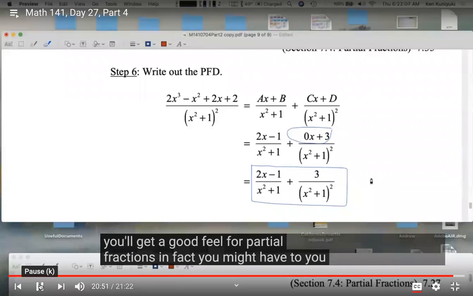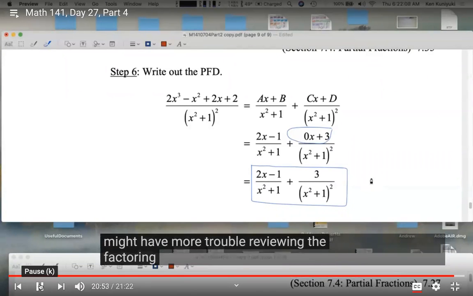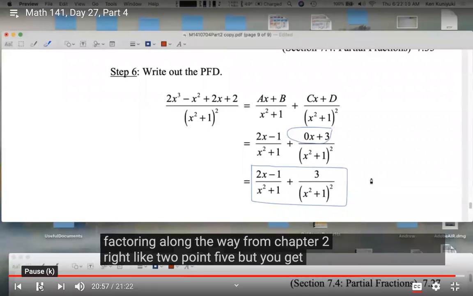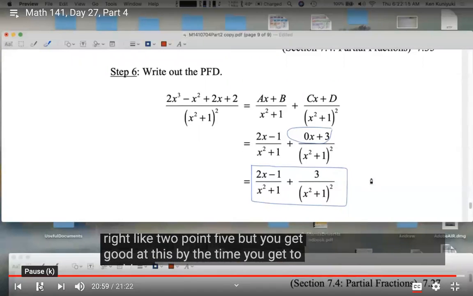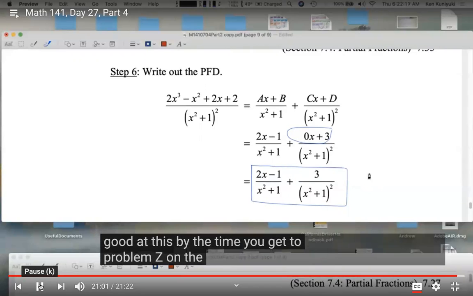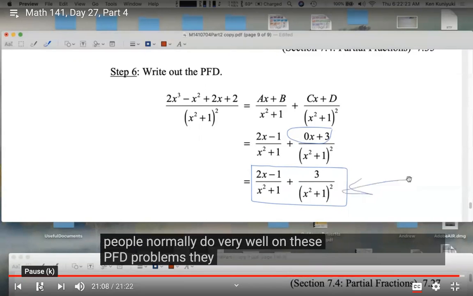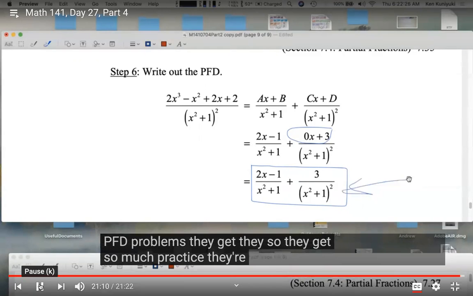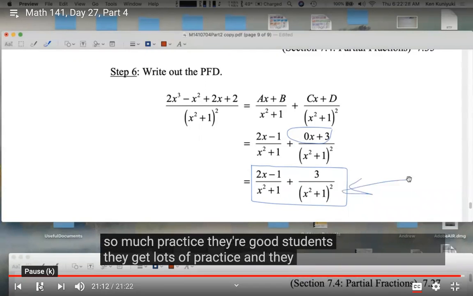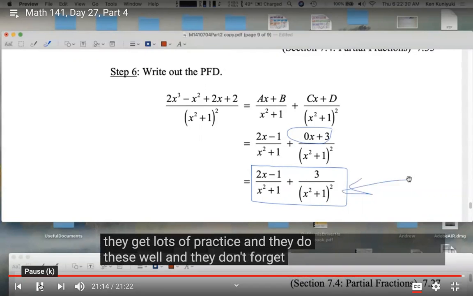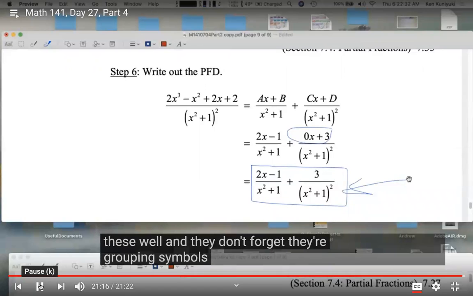In fact, you might have more trouble reviewing the factoring along the way from chapter 2, like 2.5. But you get good at this by the time you get to problem Z. On the Math 141 final, people normally do very well on these PFD problems. They get lots of practice, and they don't forget their grouping symbols. Good luck. A bit more in chapter 7 next time.